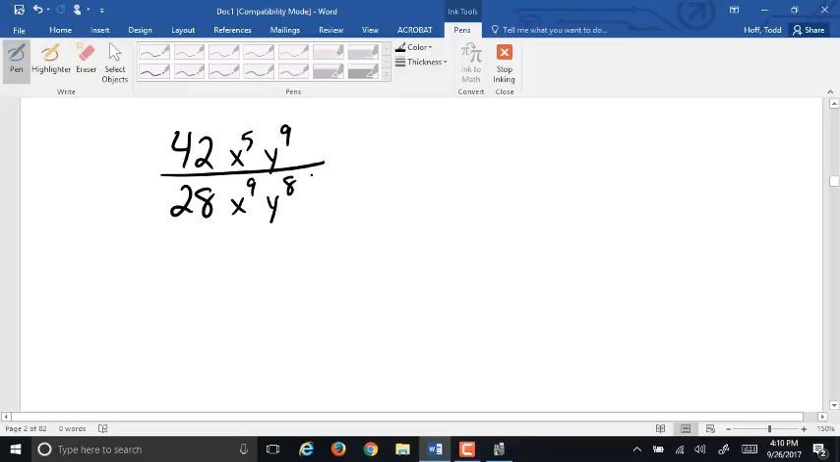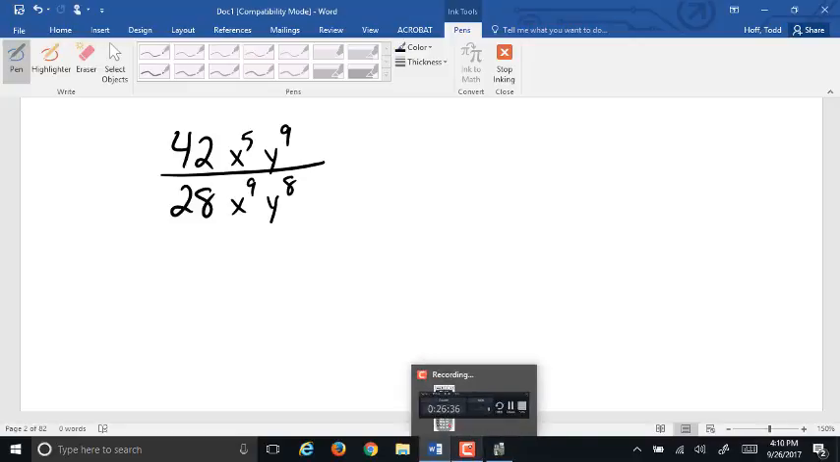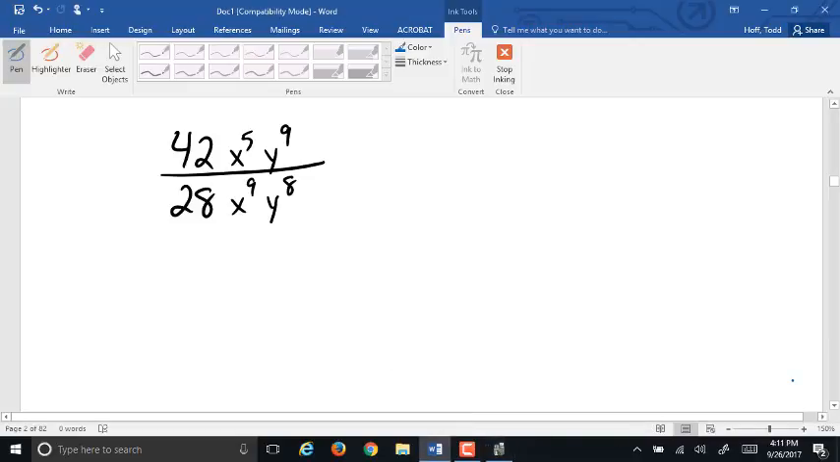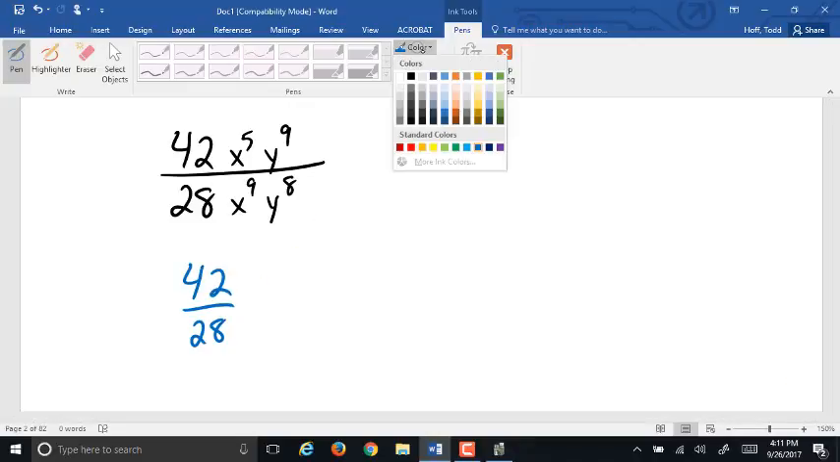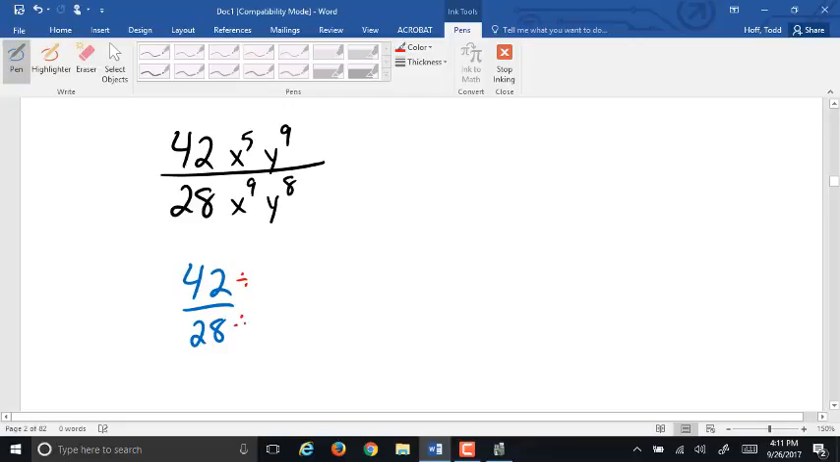In your notes, I want you to reduce this one on your own. 42 x to the 5th y to the 9th over 28 x to the 9th y to the 8th. So, I'm going to pull out the 42 over the 28. I'm going to pull out the numbers. What can both of those be divided by? Careful. 7. They can both be divided by 7. 42 divided by 7 is 6. 28 divided by 7 is 4.